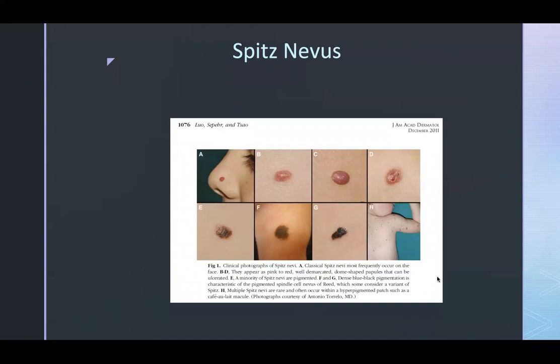Panel H shows a patient with multiple Spitz nevi that are rare, and they often occur within a hyperpigmented patch, such as a cafe au lait macule. So some patients have this agglutinated Spitz nevus development, which appear as several pink papules together.